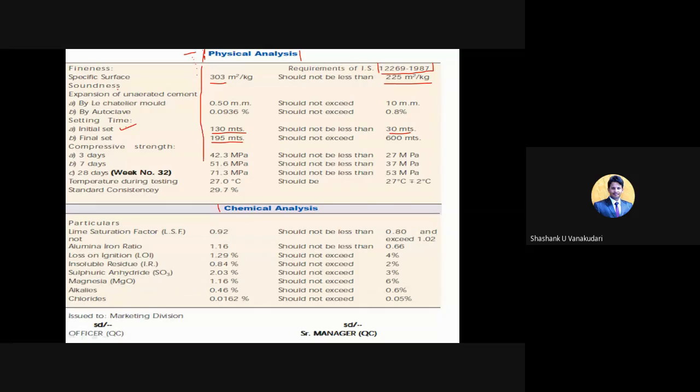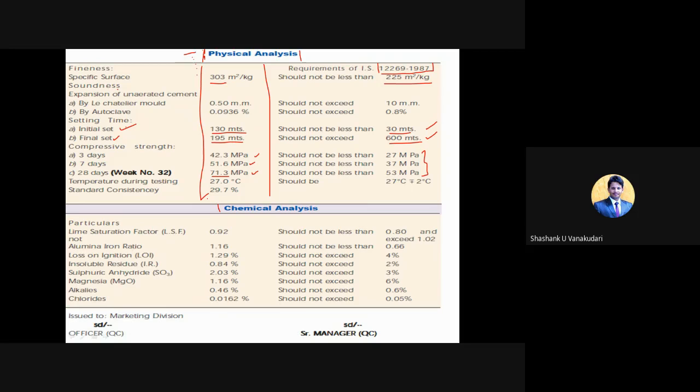These are approximate results, and they are going to compare them with these codes, I mean the requirements as per the Indian Standard code books. The final setting time is 195 minutes, but as per the code book it should not be more than 600 minutes, then it is permissible. And then compressive strength: 42.3 MPa for 3 days, 51 for 7 days, and 71.3 for 28 days curing. It should not be less than these values as per the Indian Standard code books.